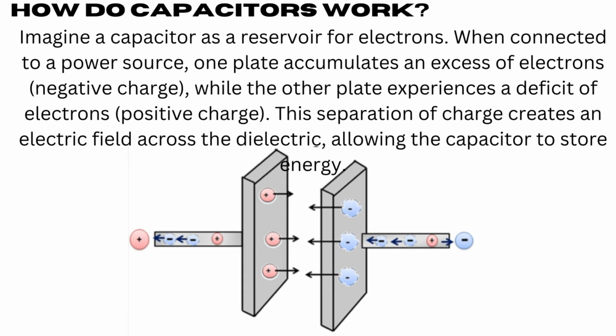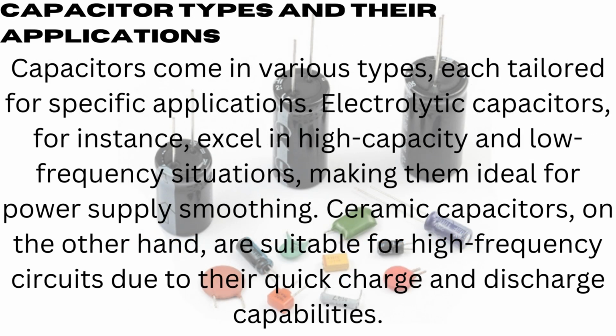How do capacitors work? Imagine a capacitor as a reservoir for electrons. When connected to a power source, one plate accumulates an excess of electrons, negative charge, while the other plate experiences a deficit of electrons, positive charge. This separation of charge creates an electric field across the dielectric, allowing the capacitor to store energy.